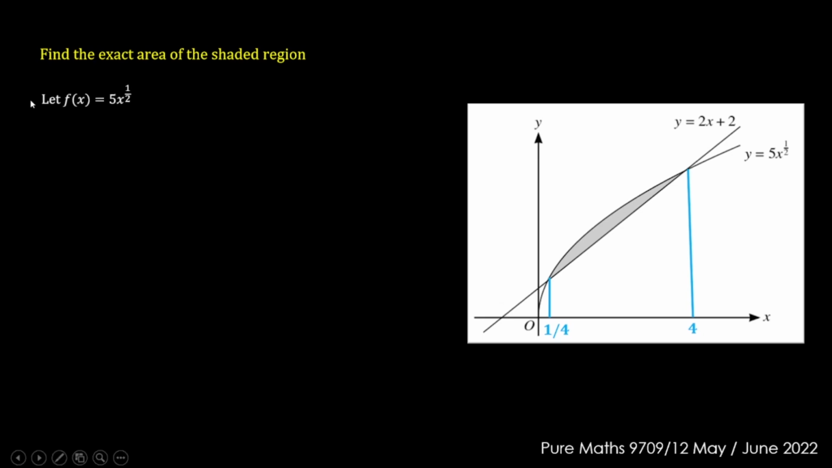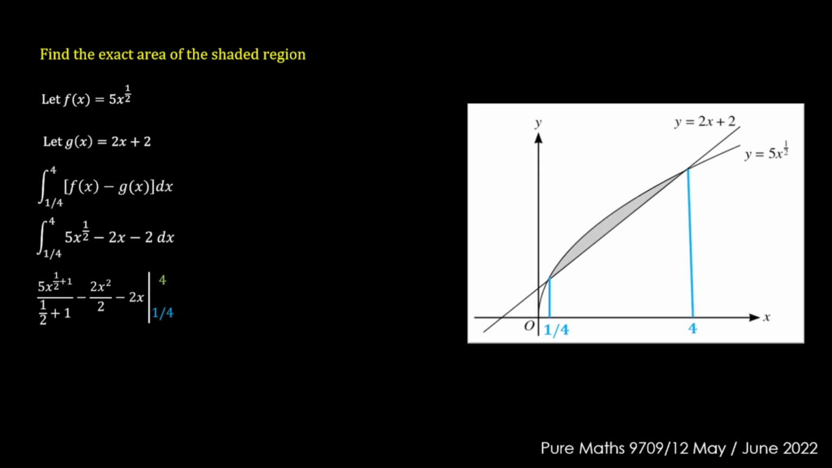The first function, we'll let f(x) equal 5 root x. And for the linear function, we'll write g(x) equals 2x plus 2. To find the shaded area, we need to subtract these two functions. f(x), 5 root x, is the upper function. So we write that first, subtracting the lower function because that's below the upper function. And we integrate between 4 and a quarter. We can rewrite that as 5 root x minus 2x minus 2.